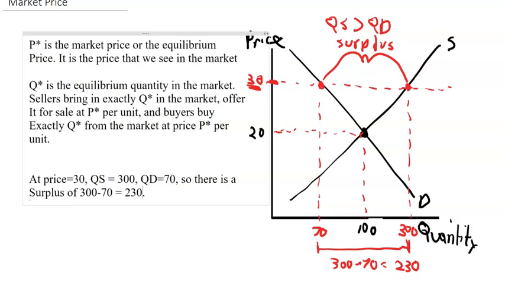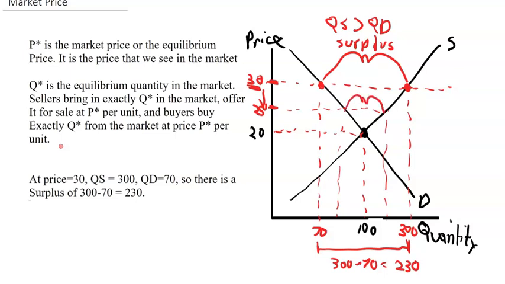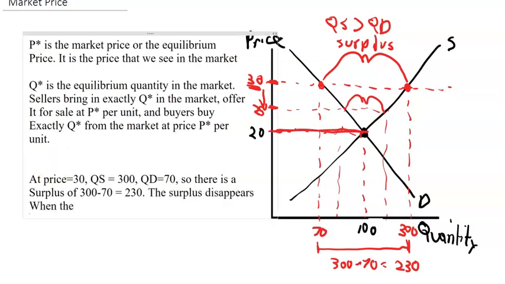Now, if that's the case, because the sellers oversupplied the market, they need to clear the product. The only way they can do it is to reduce the price, and they'll keep on reducing it. Let's say they reduce it to 25. Now at 25, quantity demanded is a little higher and quantity supplied is a little less, but there's still a surplus, albeit a small one. The surplus disappears exactly when the price is lowered to the market price, which is $20.